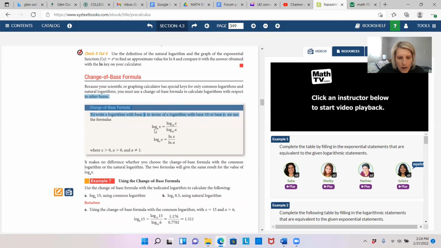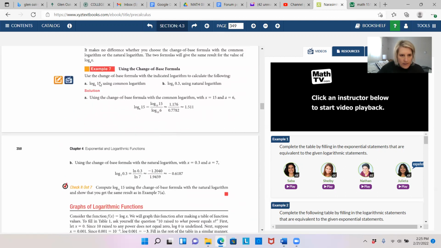So if you want to do log base a of x, then you can put it in base 10 by taking the log base 10 of x over the log base 10 of a. So you just use both base 10s, and then you do of x and of a. Or you can do the same thing with the natural log.